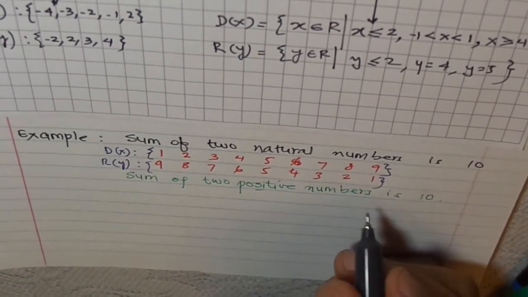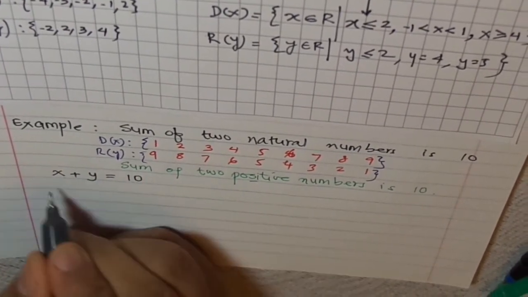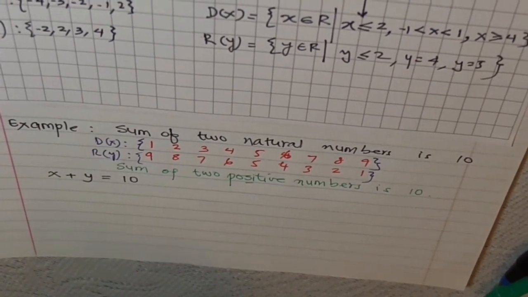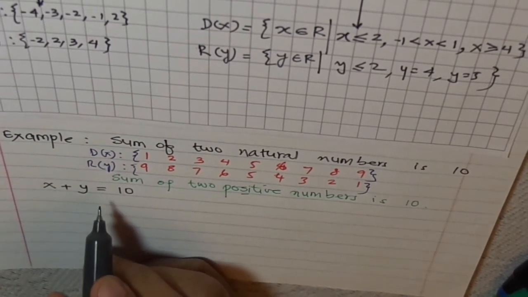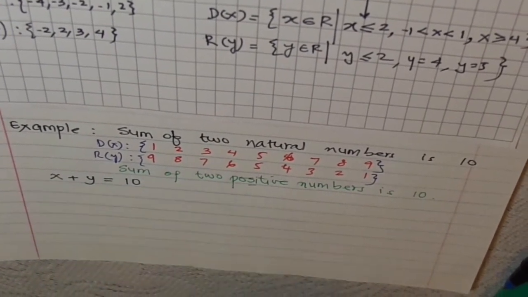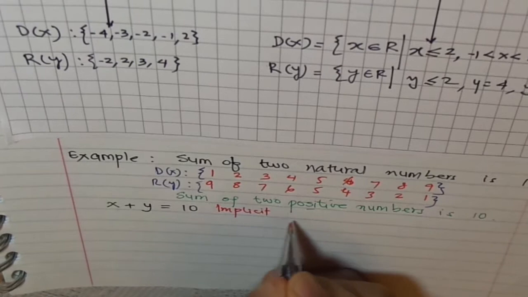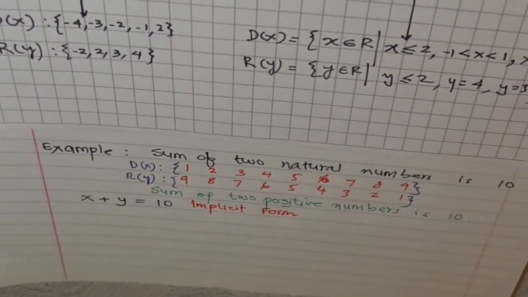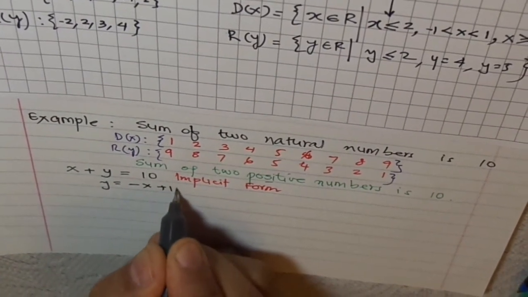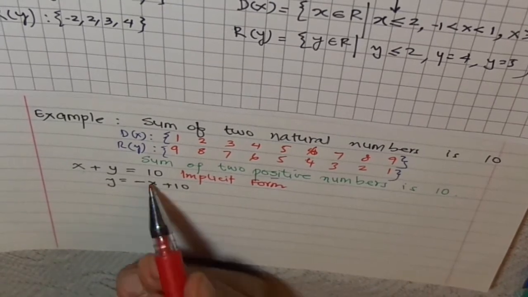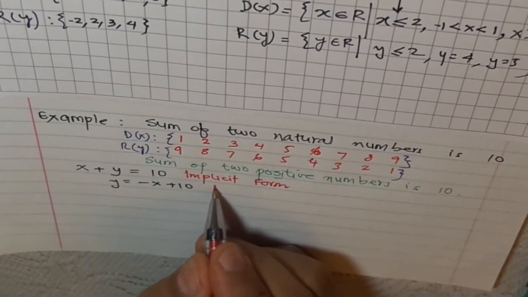So this situation can be written as x plus y equals 10, where x and y are two real numbers. Okay, when we write an equation in this particular form, it is called implicit form. Let me write this word for you. From this equation, we can always write y equals minus x plus 10. Now, if we can isolate y and write our equation in terms of y equals something, then that becomes explicit form.